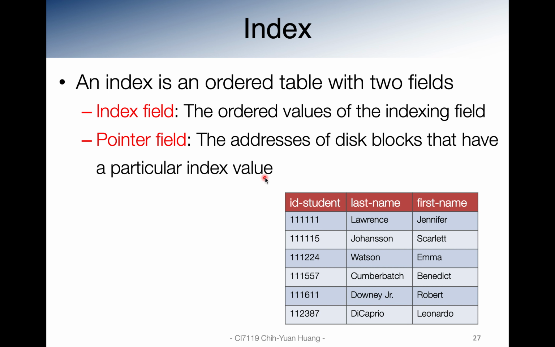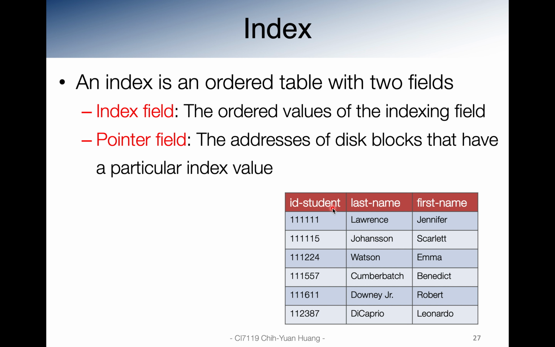Let's take a look at an example to help you understand this. Here is the raw data that we have in a table format. It has the ID of the student, the last name, and the first name. As you can see, the table is ordered according to the student ID. So if you want to query according to the ID, the query can benefit from the binary search, and the query performance will be improved.